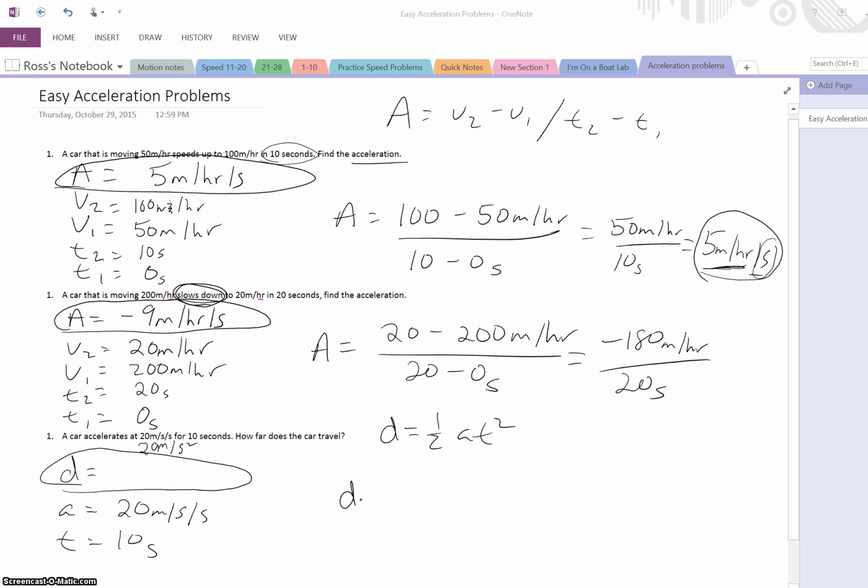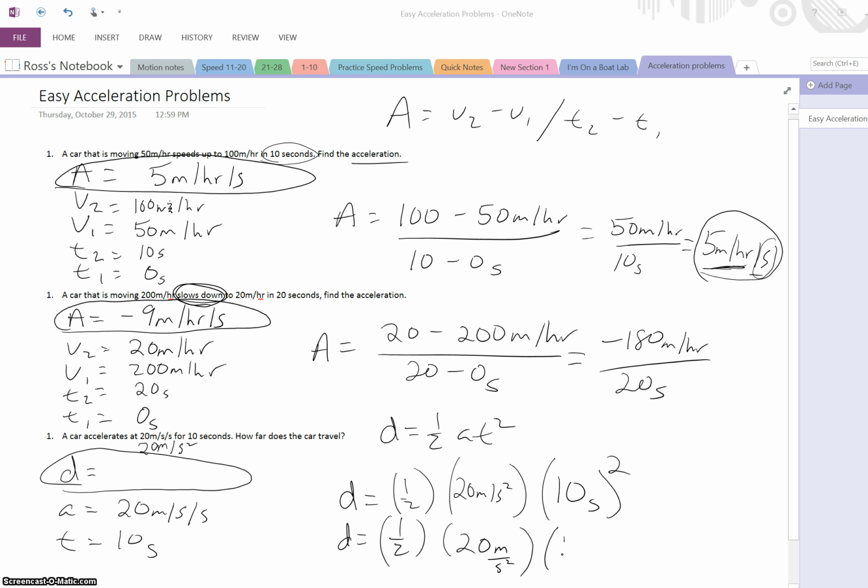So D will equal 1/2 times 20 meters per second squared times 10 seconds, all of that squared. So we'll get D equals 1/2 times 20 meters per second squared times 100 seconds squared. Look at this. Seconds cancel out. We now have 1/2 times 20 times 100. So 1/2 times 20 is 10. 10 times 100 is 1,000. And this is the only unit left, 1,000 meters.